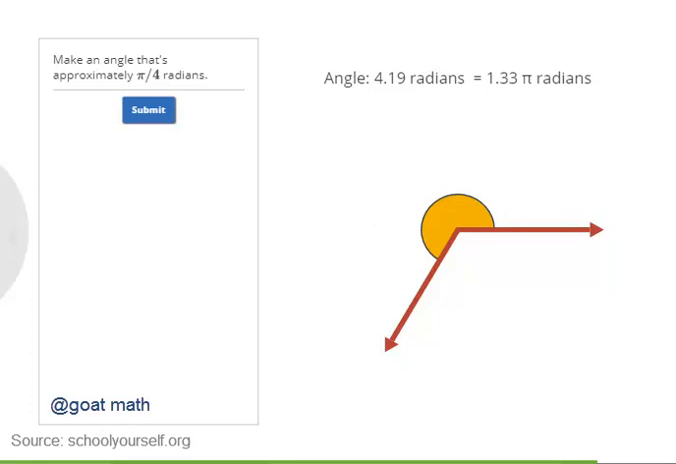Nicely done. Try one last problem. Make an angle that's approximately pi over 4 radians.